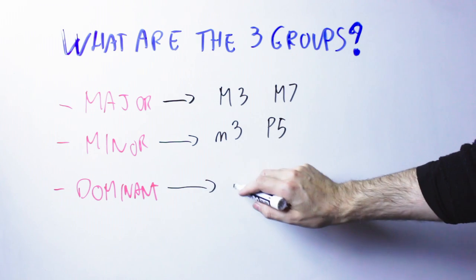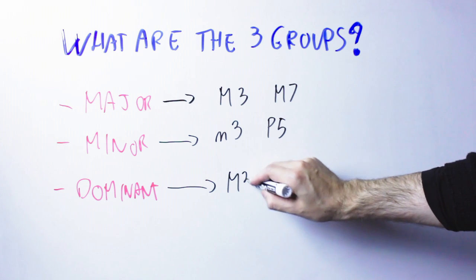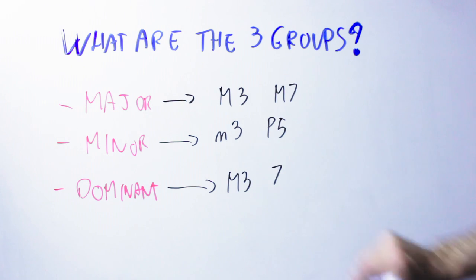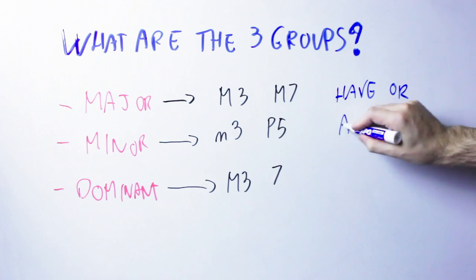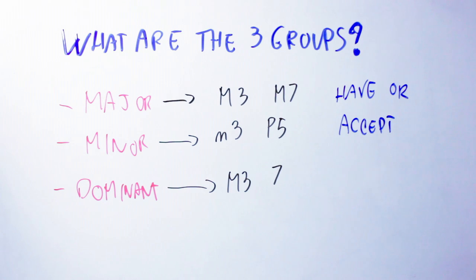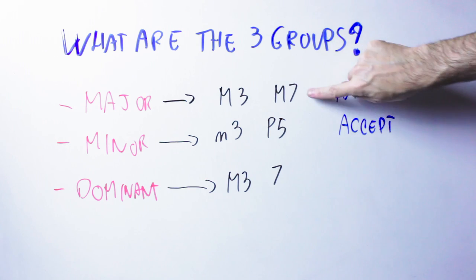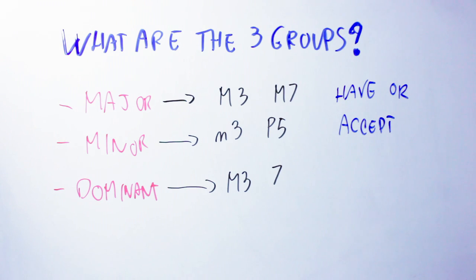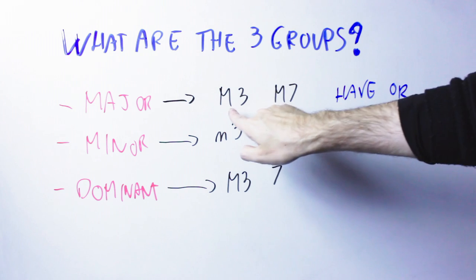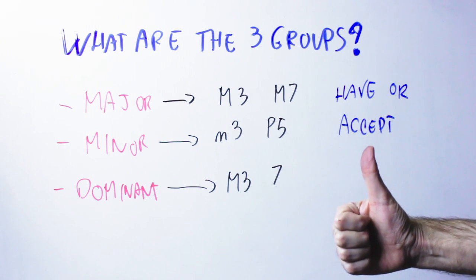And we are going to define as dominant chord all chords that have or accept a major third and a minor 7th. That's the definition. But what does it mean when I say have or accept? Well, let's take the major chords. They need to have or accept major third and major 7th. This means that if the chord contains both a major third and a major 7th, it's major. Yay, we are done.